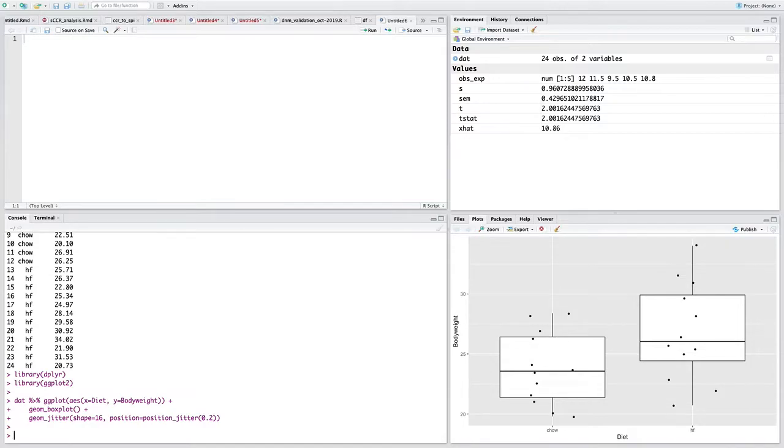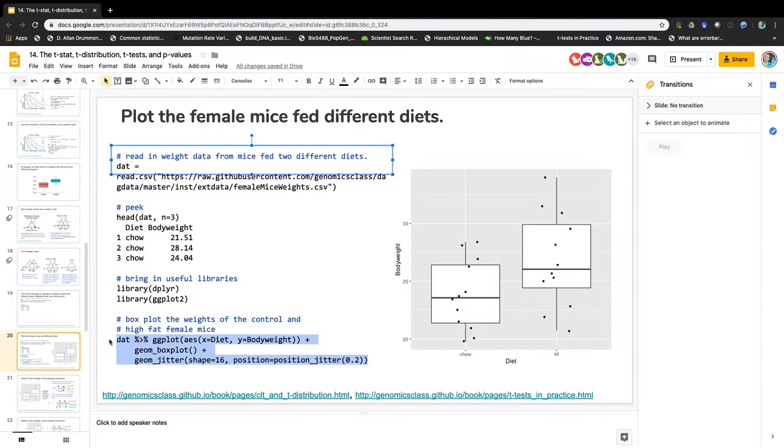Right? So by eye, it looks like mice fed this high-fat diet might be significantly higher in body weight. If that's the hypothesis you're trying to test, you might be pretty excited about this box plot, right? It's like, ooh, I think it worked.